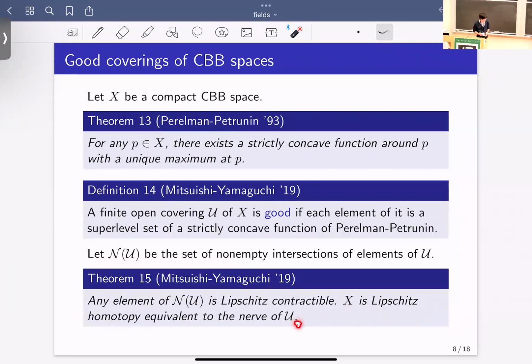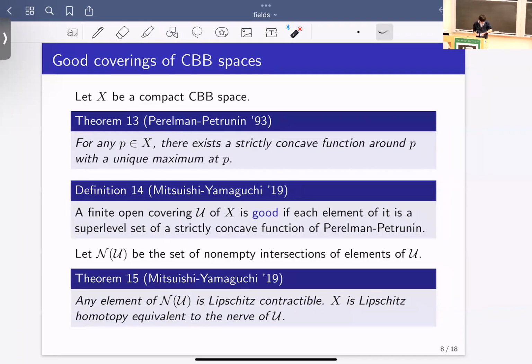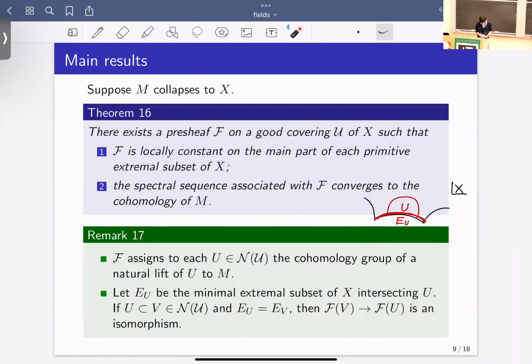And this implies the Lipschitz homotopy stability of non-collapsing CBB spaces, which means that if you have two CBB spaces of the same dimension that are sufficiently close in the Gromov-Hausdorff distance, then they are Lipschitz homotopy equivalent. So this gives another approach to the Lipschitz stability Perelman claimed. But here we are going to apply this covering to the collapsing situation. Now we can state our main theorem.